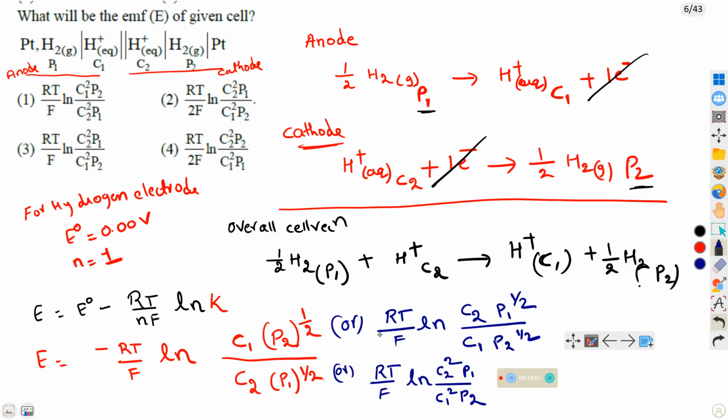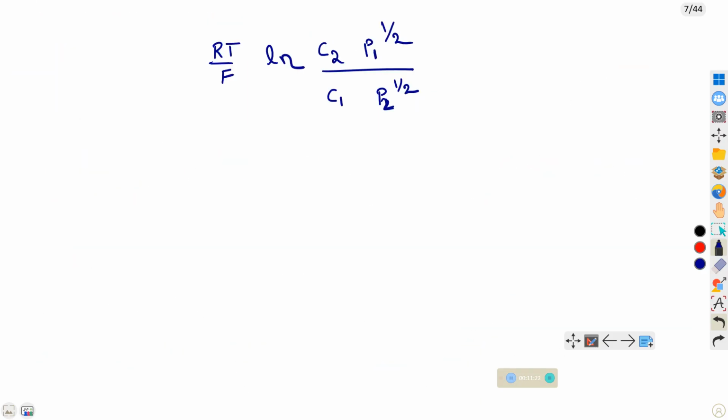So power 2 divides with 2 also. So now you can check it: RT by 2F ln C2 square P1. Second option, how 2 is obtained? Here the square root, nothing but, is how 2 is obtained.